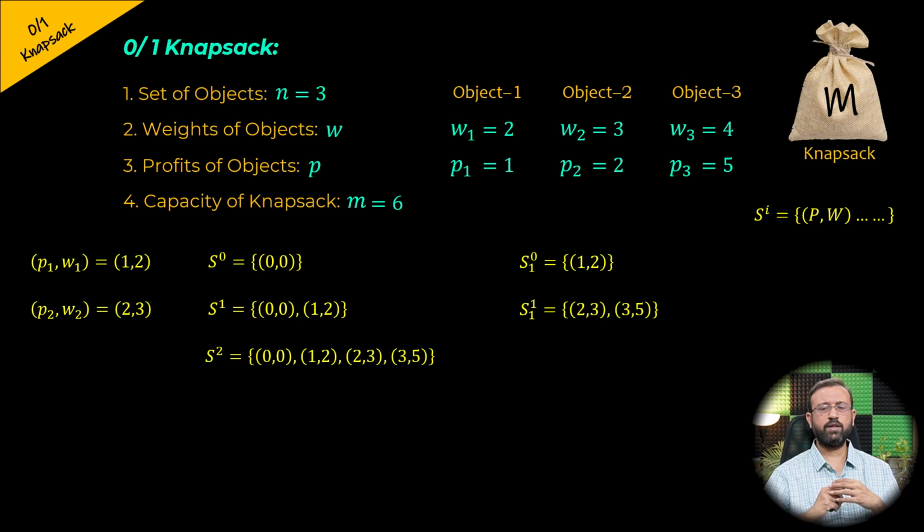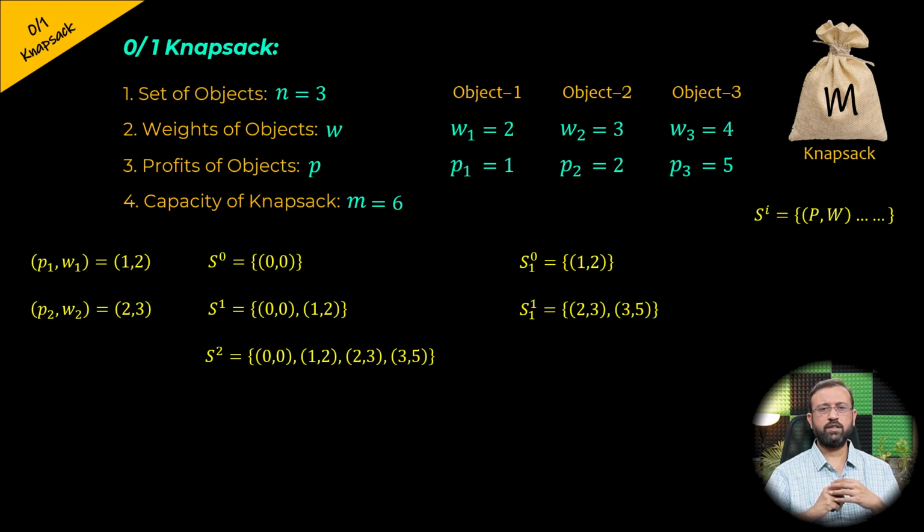Then we need to compare the next two pairs. The profit of the second pair is 1 and profit of the third pair is 2. So profit is increasing as well as the weight of second pair is 2 and weight of the third pair is 3. So even the weight is increasing. Therefore the pair 1, 2 is also part of the set S2. In the same way, we need to compare the next two pairs. The profit of the third pair is 2 and the profit of the fourth pair is 3. So profit is increasing as well as the weight of the third pair is 3 and the weight of the fourth pair is 5. So even the weight is increasing. Therefore, the pair 2, 3 is also part of the set S2.